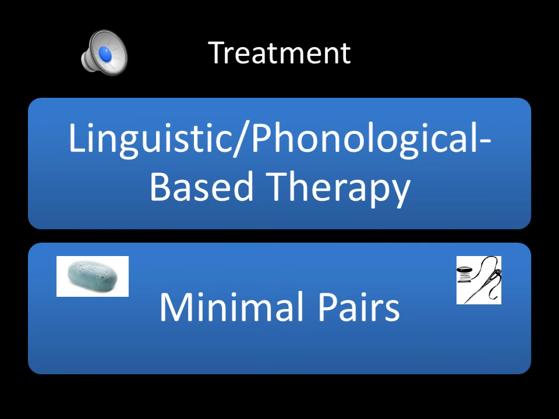We might teach voicing differences, such as pit versus bit, or sound class differences, such as so versus toe. Clinicians develop activities that involve perceptual tasks, such as identifying the difference between the two words. We sometimes call this minimal pairs. We use a pair of words, two pictures, and we might say the word and have the child point to the one that's correct or point to the one that's incorrect.